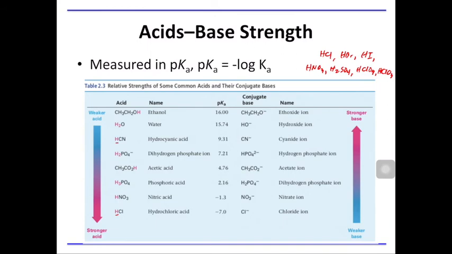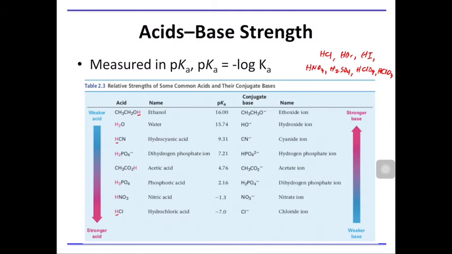Hydrocyanic acid, this hydrogen has a pKa of 9.31, and water has a pKa of 15.74 when factors such as autoionization are accounted for. This hydrogen of ethanol, being an acid, has a pKa of 16. Comparing the pKa values, you could say that ethanol is a weaker acid than nitric acid, and water is a weaker acid than acetic acid. Another trend to be noted is that the weaker the acid, the stronger is its conjugate base.